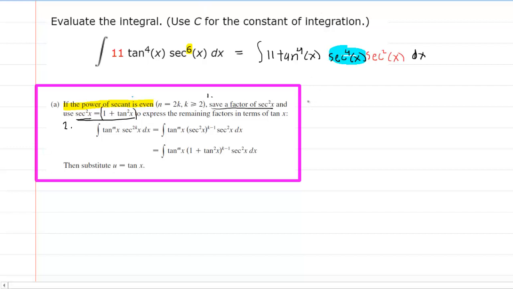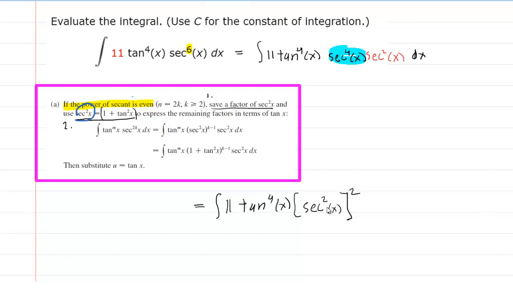Now, in order for this to work, we have to somehow take secant to the power of 4 and re-express that in terms of secant to the power of 2. So to do that, we will proceed as follows. We'll take the secant to the power of 4, and we'll just strategically rewrite that as secant to the power of 2 of x, and then square that. Don't forget to square it, because then this power and this power, which multiply, give us that power of 4 that we need in this problem. And then you have the secant squared of x that you had saved on the side.